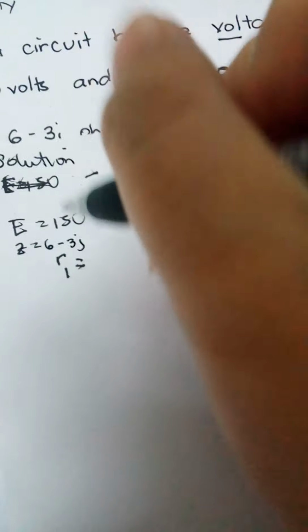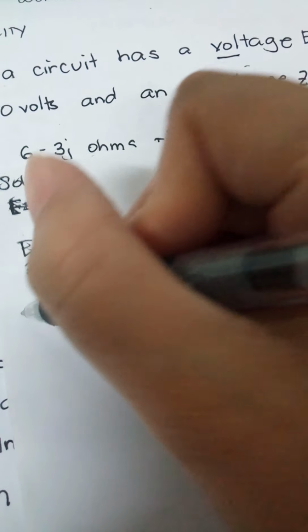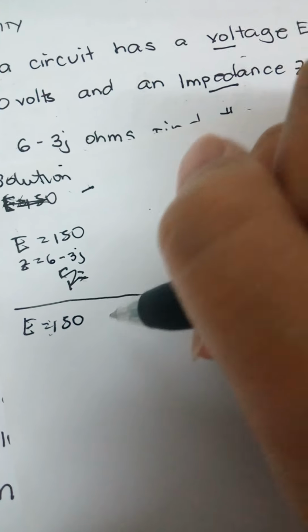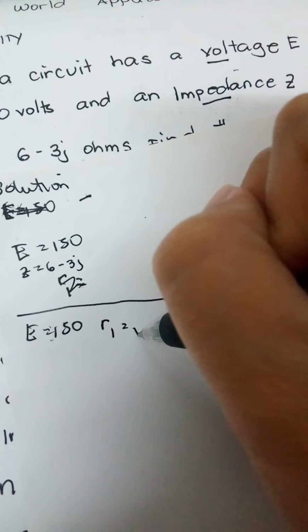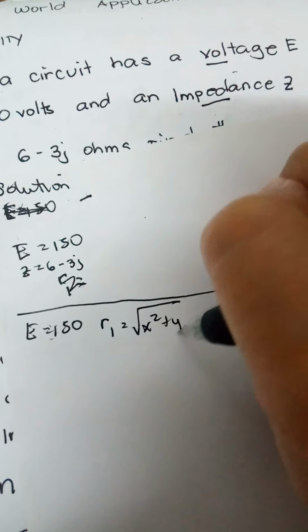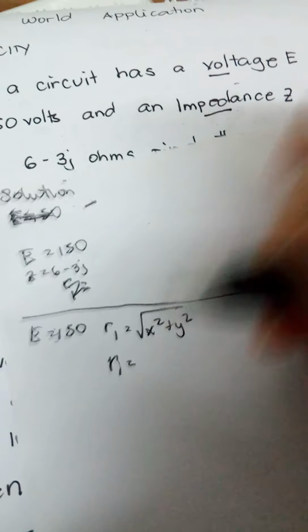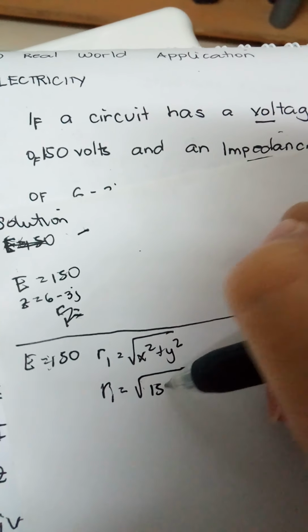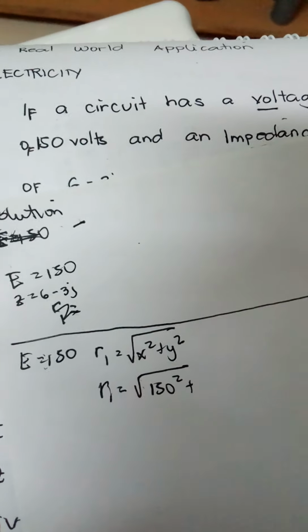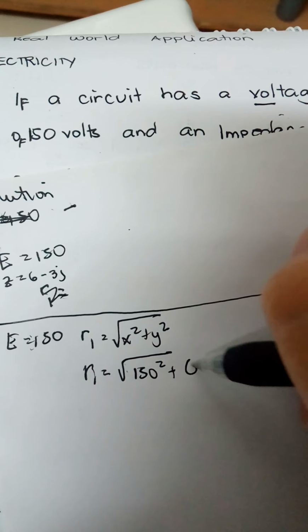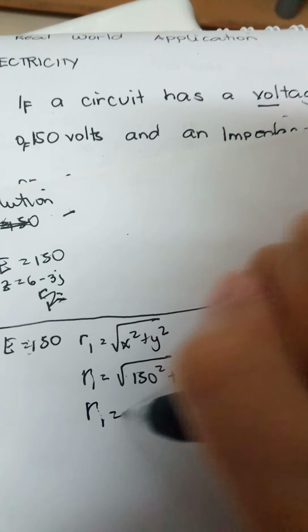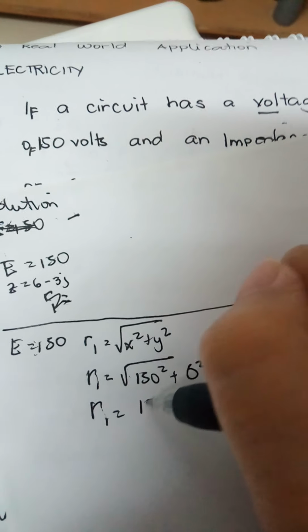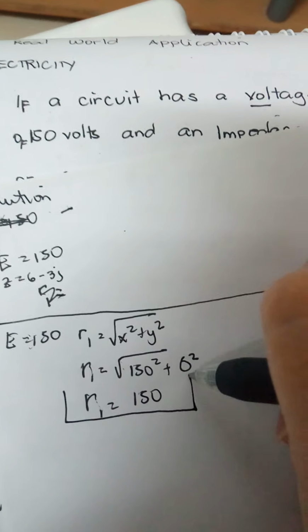So to find R1, from E is equal to 150, let us find the R1 here. R1 is equal to the square root of x squared plus y squared. So R1 is equal to x squared here is 150 squared plus, since you don't have any value for y, y is equal to 0. So R1 is equal to 150 squared plus 0 squared, then the square root is equal to 150. So this is the R1.